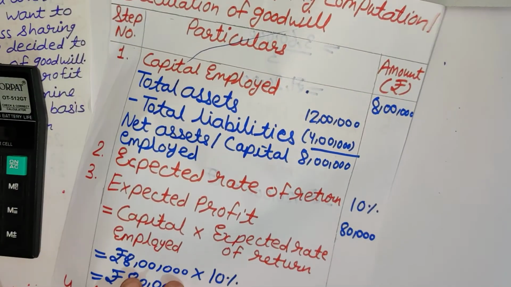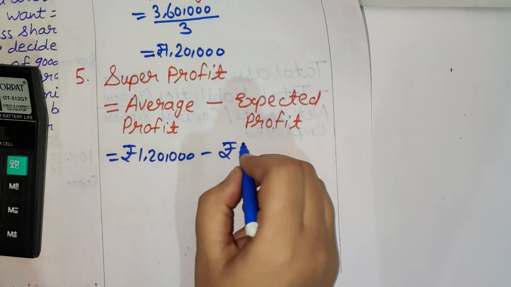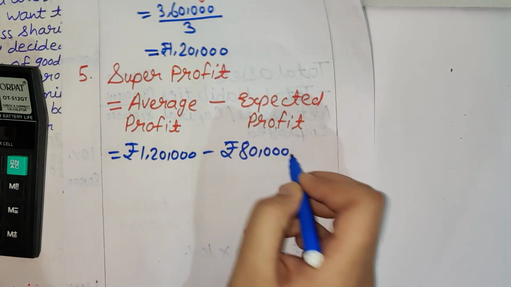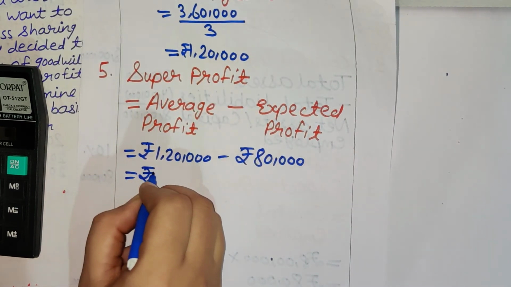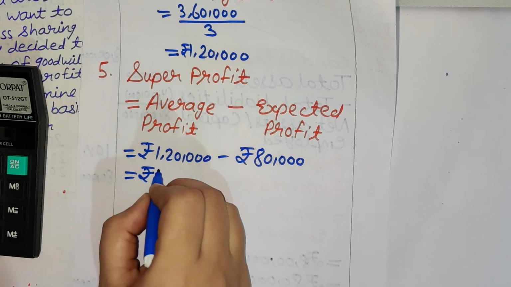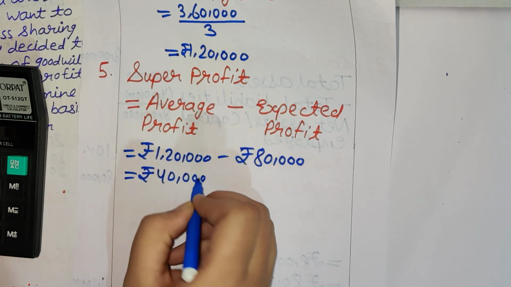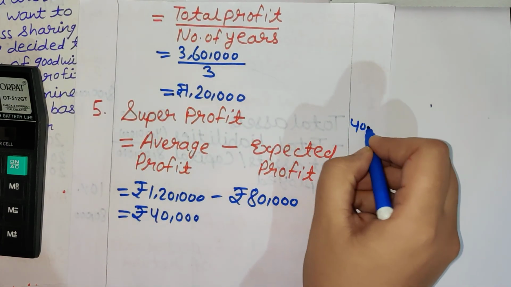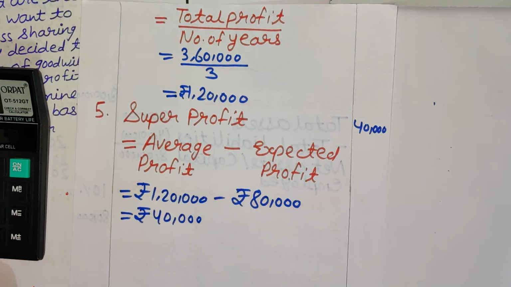What is the expected profit? 80,000. So we will write here 80,000. Then we will deduct it from 1,20,000. Then answer is rupees 40,000. Now we will put here 40,000.